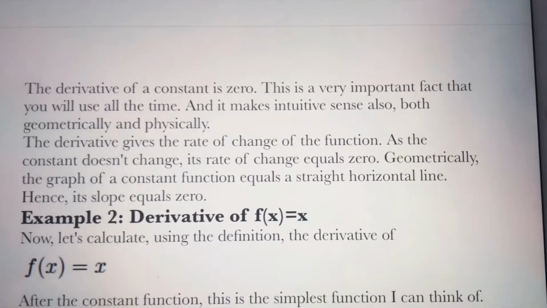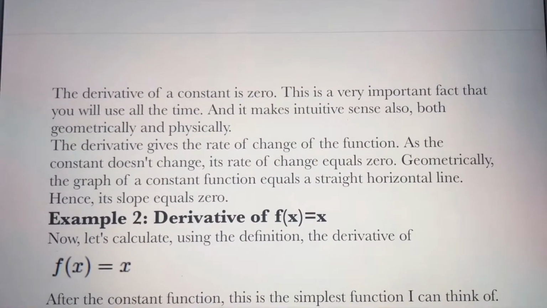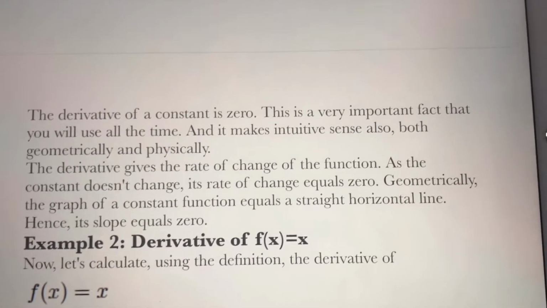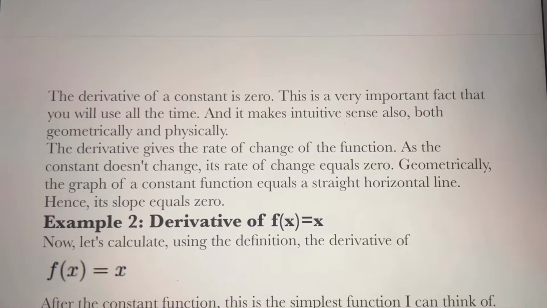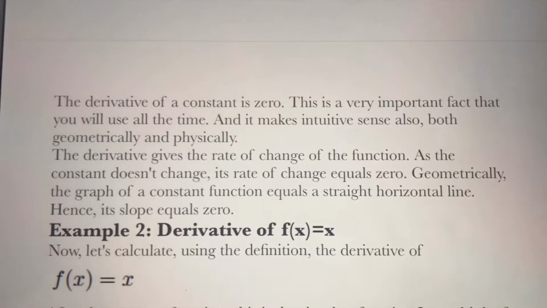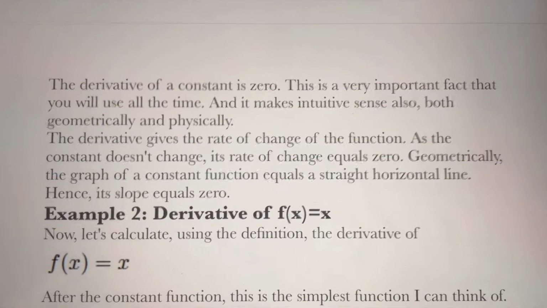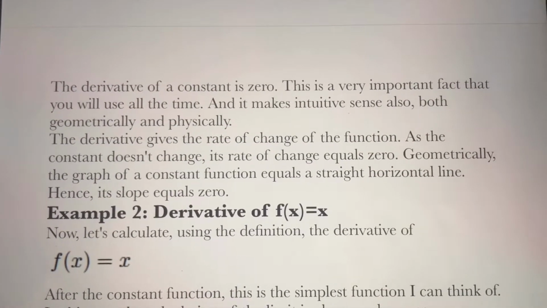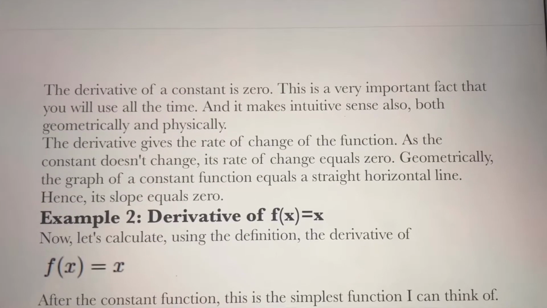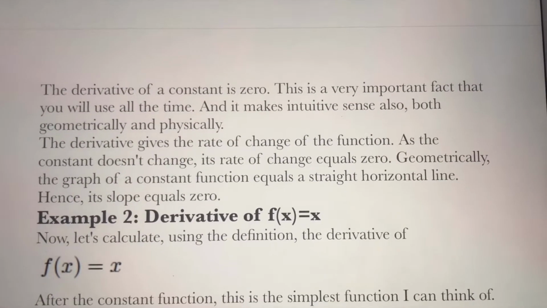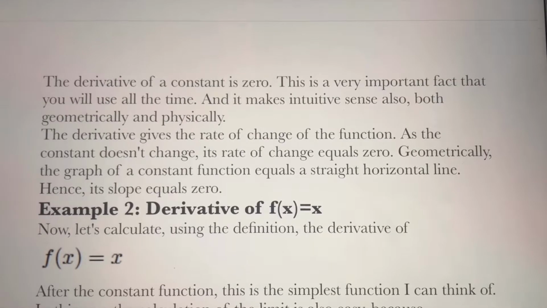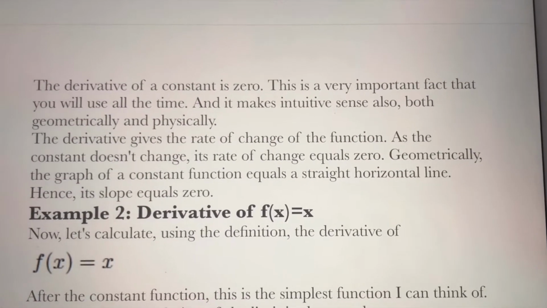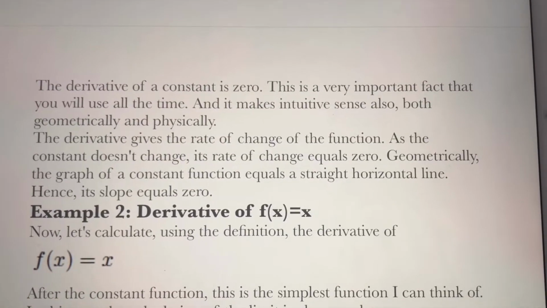This is a very important fact that you will use all the time, and it makes intuitive sense, both geometrically and physically. The derivative gives the rate of change of the function. As the constant doesn't change, its rate of change equals 0, and geometrically the graph of the constant function is a straight horizontal line. Hence, its slope equals 0.